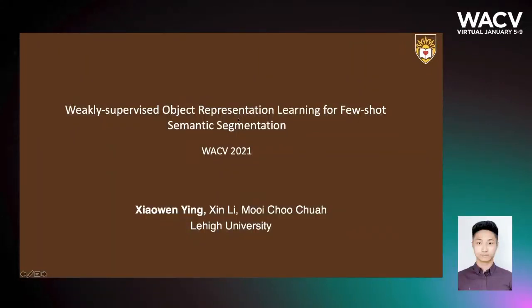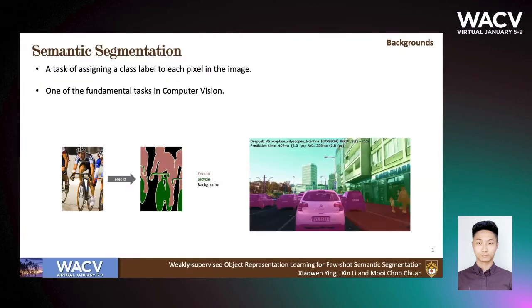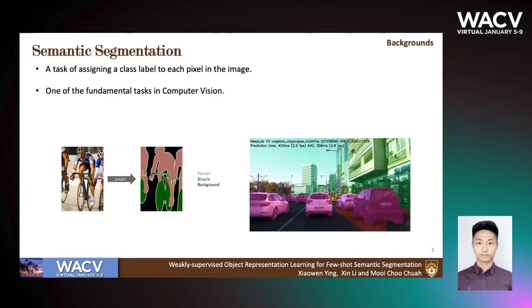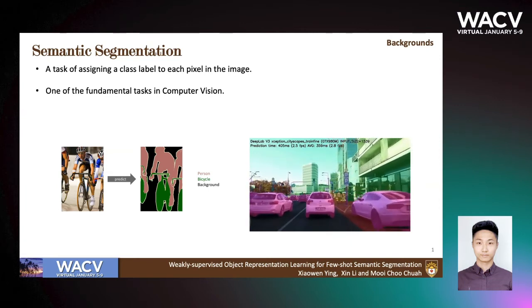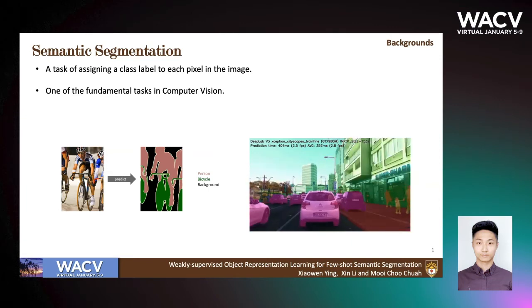In this video, I'm going to present our paper, Weakly-supervised Object Representation Learning for Few-Shot Semantic Segmentation. Semantic segmentation is a task of assigning a class label to each pixel in the image. It is one of the fundamental tasks in computer vision.